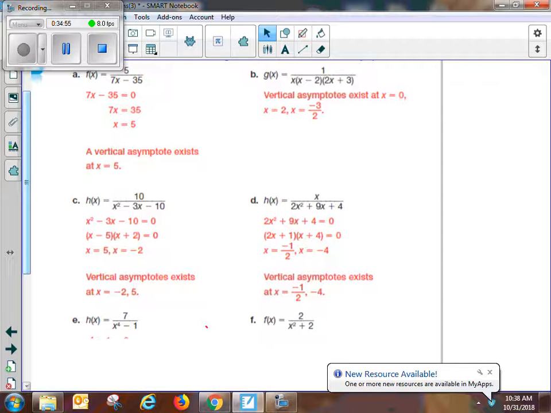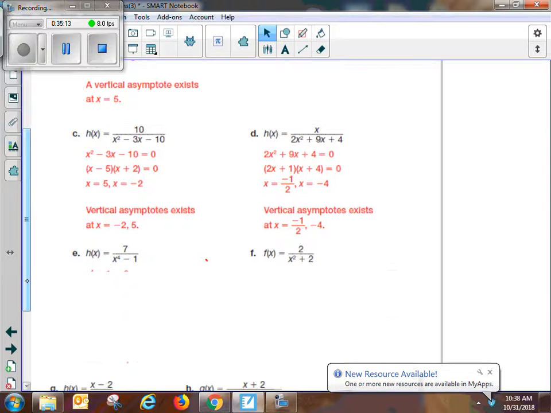4 can be 4 and 1, 1 and 4, or 2 times 2. You play with it until you can get it to work. Then 2x plus 1, x plus 4 worked. That's your Algebra 1 part. Set it equal to 0 and solve for x. We get negative half and negative 4. Good job. Okay, next one.